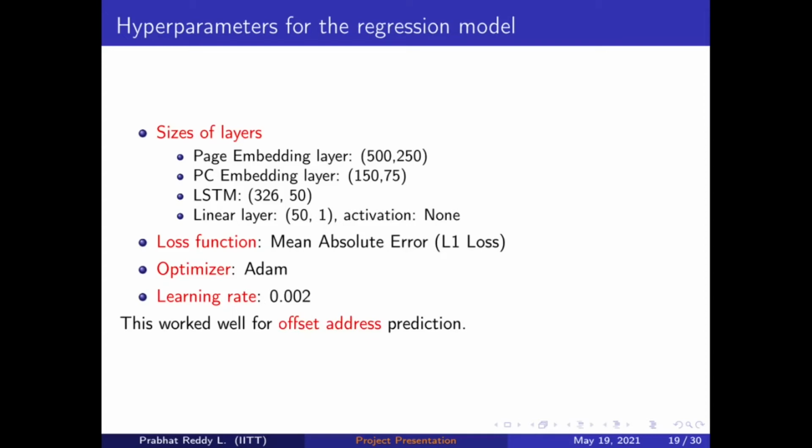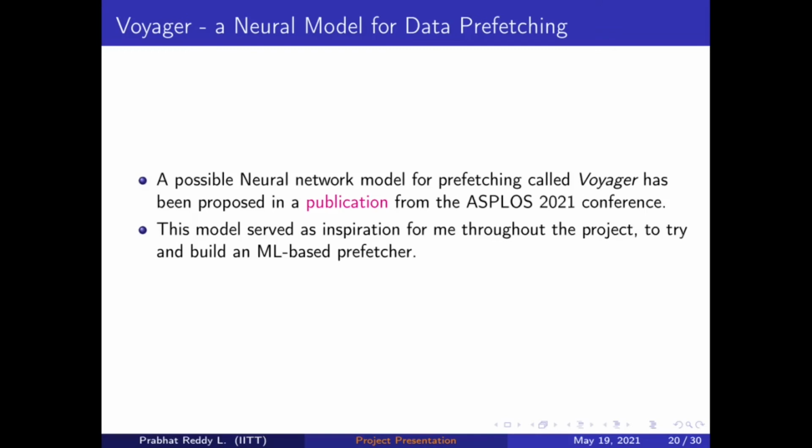This classification model worked well for page prediction. This is the regression model hyperparameters, and the major change is that the linear layer has only one output and there is no activation function. This worked well for offset prediction.